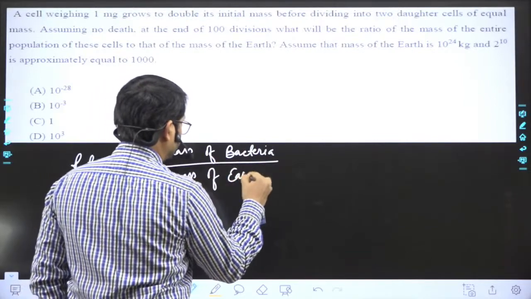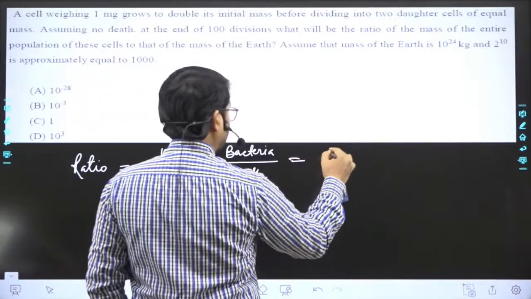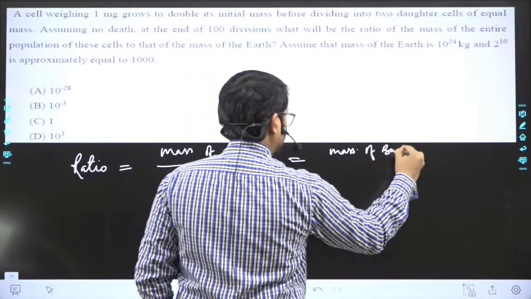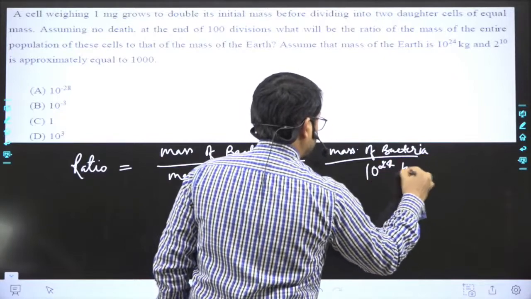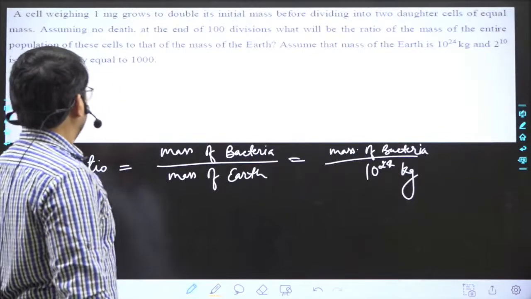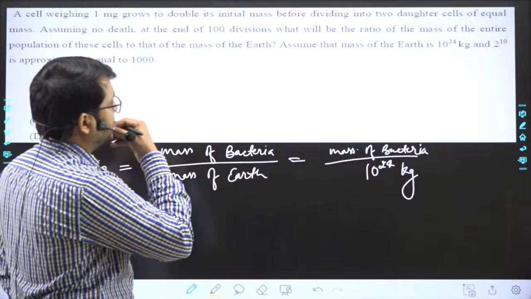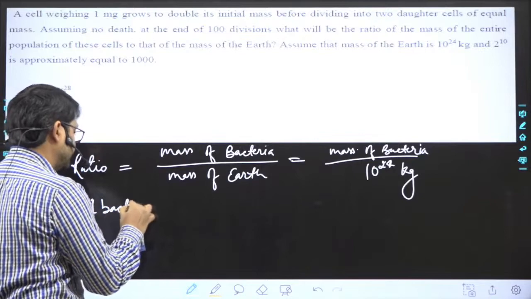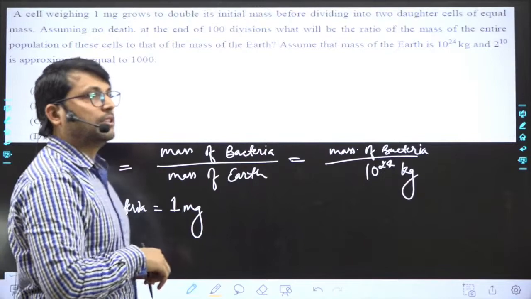Mass of Earth upon mass of bacteria, right? This is what is being asked, and it has been given, so we have to calculate the mass of bacteria. Mass of Earth has been given as 10 to power 24 kg. Great, very good. Mass of bacteria we have to calculate, and for that we have been given the mass of one bacteria, right? One bacteria is how much? 1 milligram. This is what is given.